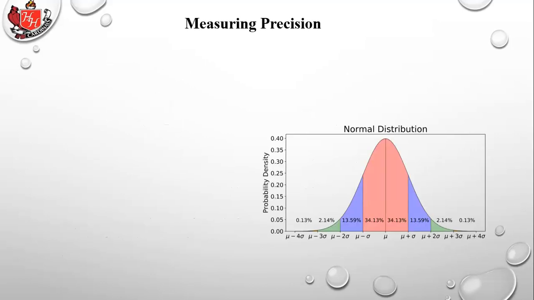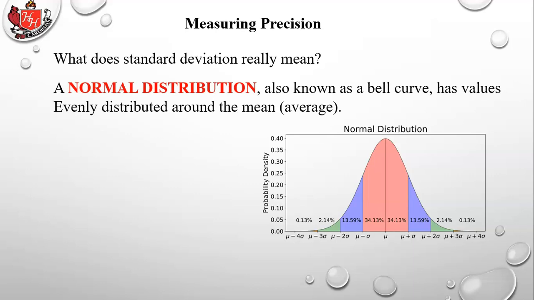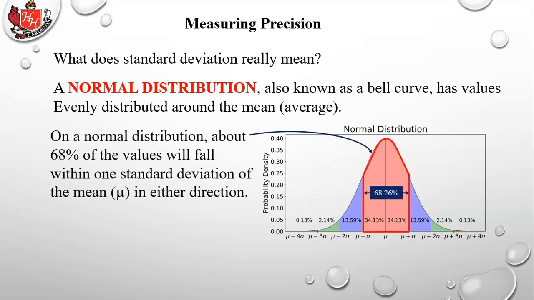So this is a normal distribution, sometimes called a bell curve. So what does standard deviation really mean? A normal distribution, also known as a bell curve, has values evenly distributed around the mean, around the average. So the mean is right in the middle. It's the highest point in that curve. It's that symbol mu, Greek letter mu. So on a normal distribution, about 68% of the values will fall within 1 standard deviation of the mean. That's the Greek letter mu in either direction.